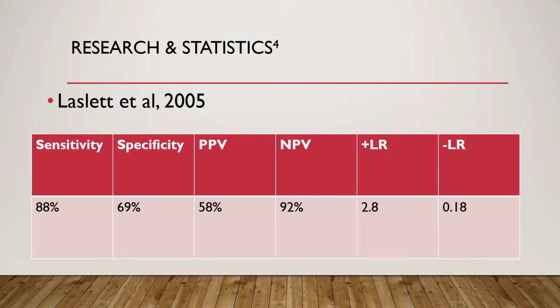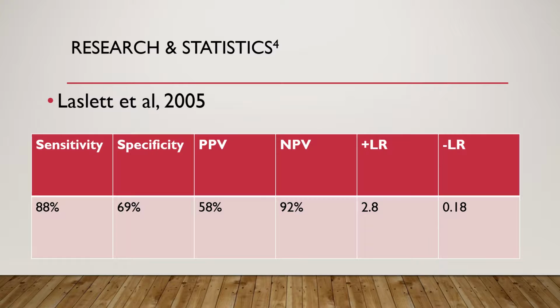Now on to my research in statistics. In a study by Laslett et al. in 2005, 48 patients with chronic lumbopelvic pain were examined by physiotherapists using pain provocation SI joint tests and received an injection of local anesthetic into the SI joint. The tests were evaluated individually and in various combinations for diagnostic power.